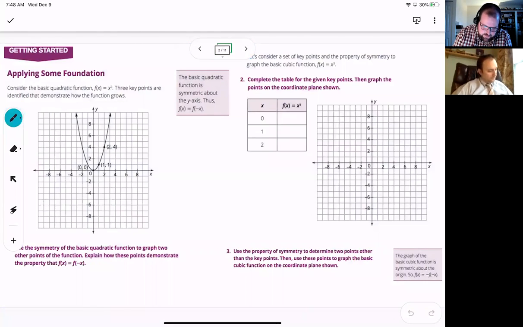All right, so now, applying some foundation. I bet that's a makeover term. So that's like you put the stuff on. Yeah, I know. You put a mask on, then your foundation.